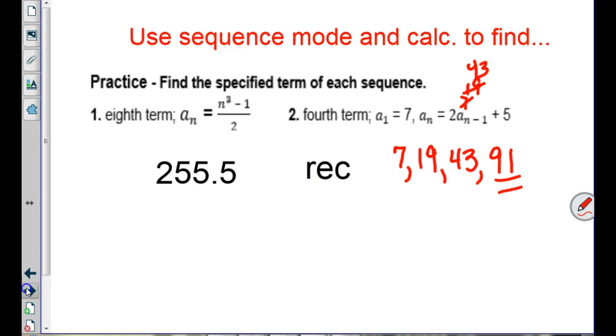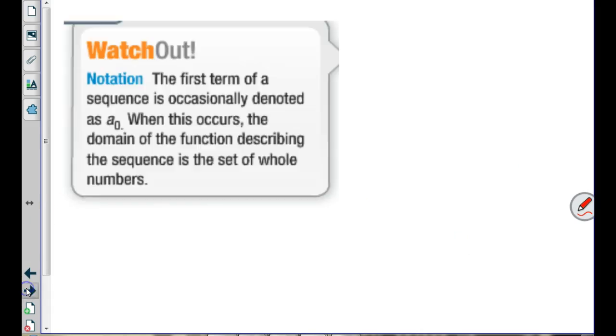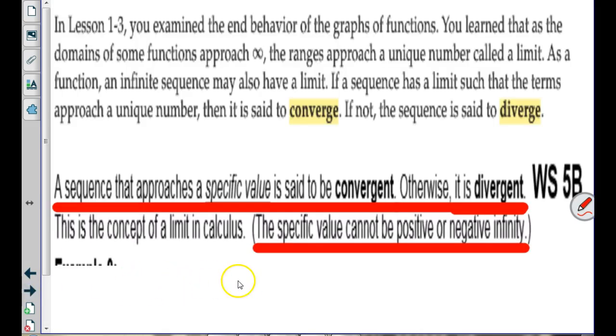When I keyed the quiz, I didn't use sequence mode at all. So the first term of a sequence is usually denoted as a sub 1. The first term is occasionally denoted as a sub 0. When this occurs, the domain of the function is not the set of whole numbers. It starts with 0 instead of 1. We will talk about that much later, Thursday maybe.